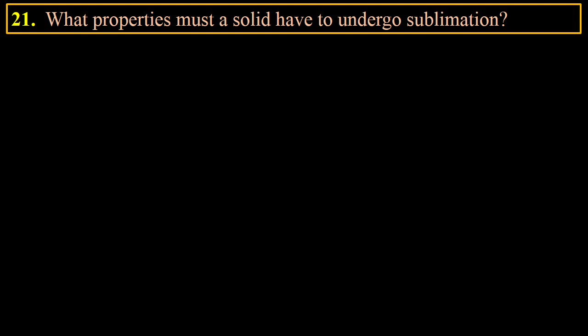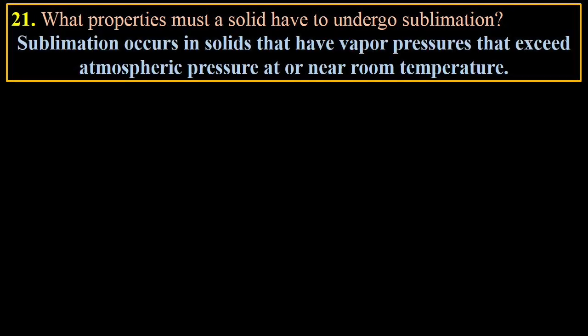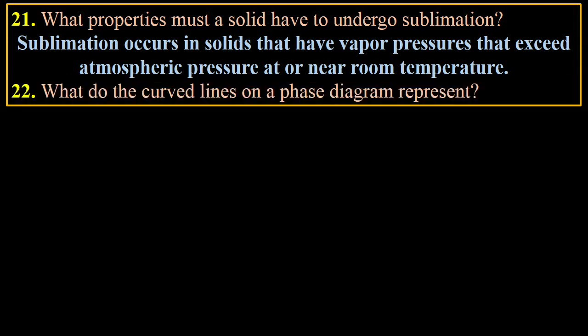What property must the solid have to undergo sublimation? What properties must the solid have? Sublimation occurs in solids that have vapor pressures that exceed atmospheric pressure at or near room temperature.